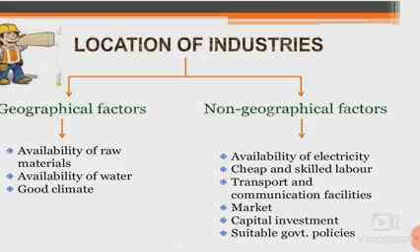For example, if we need to set up a jute industry, then we will definitely see that the area must be a jute producing area where the raw material is cheap and easily available, and such an industry requires ample water. So the ideal location for a jute industry would be a jute growing area where water is available easily.